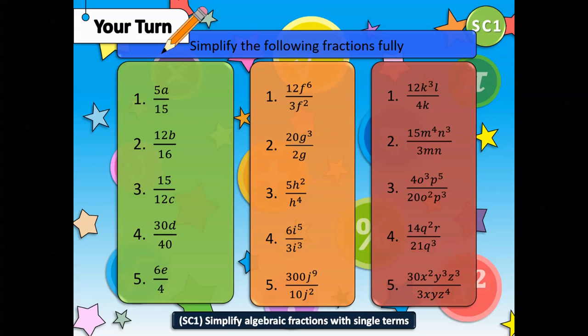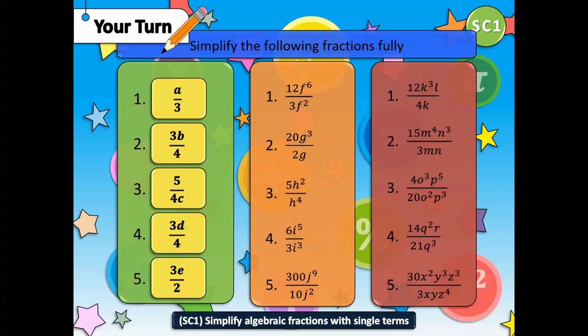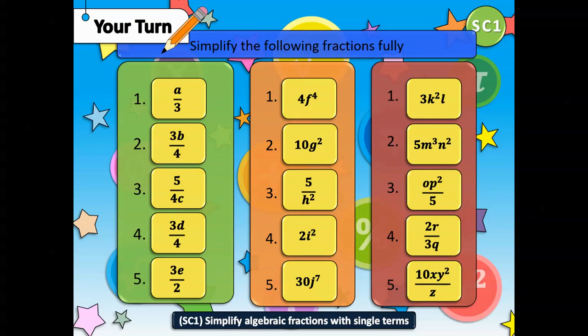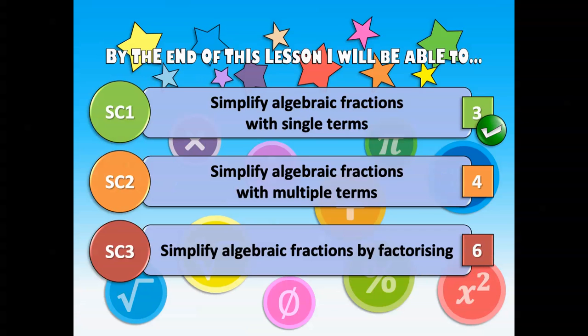Here are your answers. So there's your green answers. There's your amber answers. And there's your red answers. And now we've completed success criteria 1.